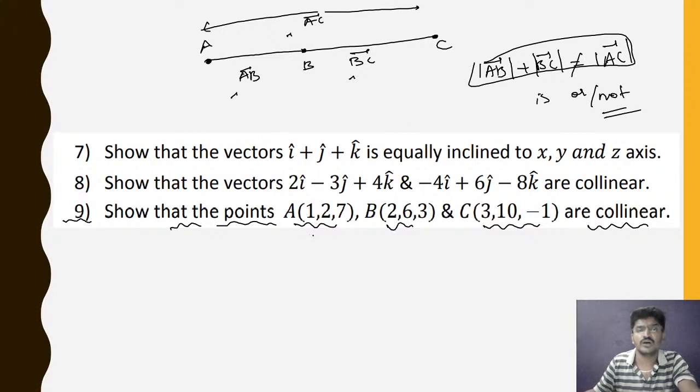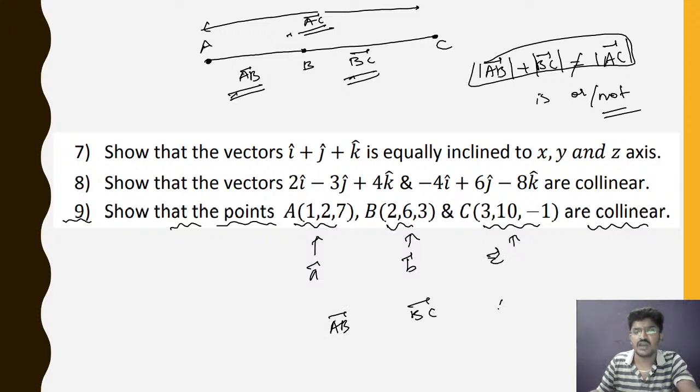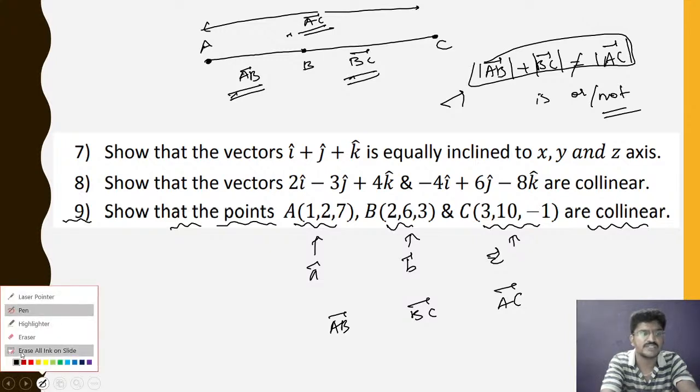If they give you three points like this, from that you find AB, BC, AC. Here also they will give A, B, C. What you have to do is find AB, BC and AC, and from this check whether mod of AB plus mod of BC is equal to mod of AC or not. If they satisfy this relation, it is collinear. If they don't satisfy, they are not collinear. That's all. Clear? Very simple.